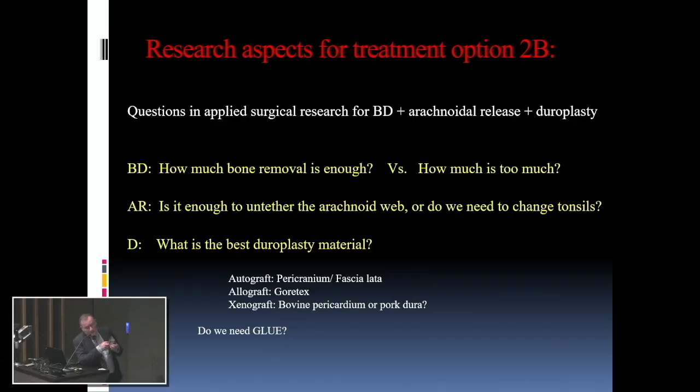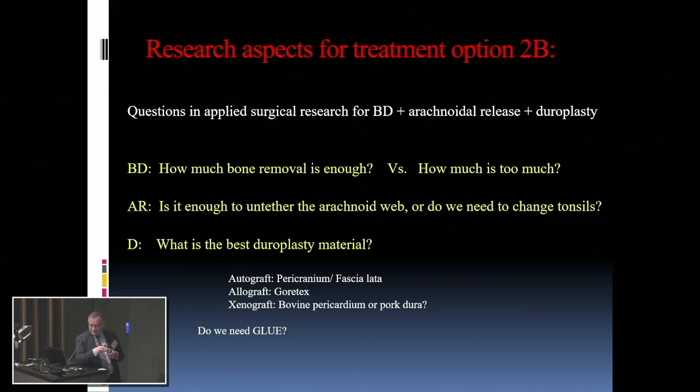Now, what are research questions for a surgeon? Just from a very practical perspective, right? How much bone do you actually need to take out? It's a really important question. It sounds ridiculous, but if you take too much, the whole brain will sag and you have the same problem from a bigger piece of tissue.